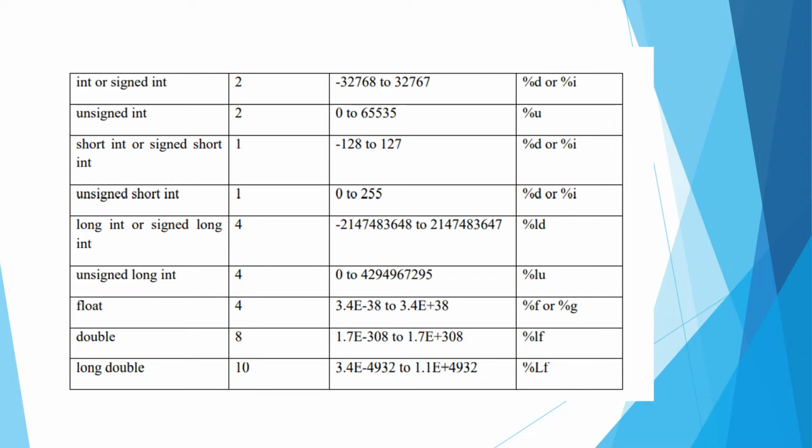So float is a data type. The size is a 4 byte memory location. Double is a data type. Its size is an 8 byte memory location. Long double, the size is 10. And here, a control string is also present.